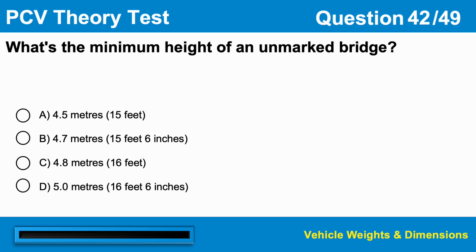Question 42. What's the minimum height of an unmarked bridge? A. 4.5 metres, 15 feet. B. 4.7 metres, 15 feet 6 inches. C. 4.8 metres, 16 feet. D. 5.0 metres, 16 feet 6 inches.